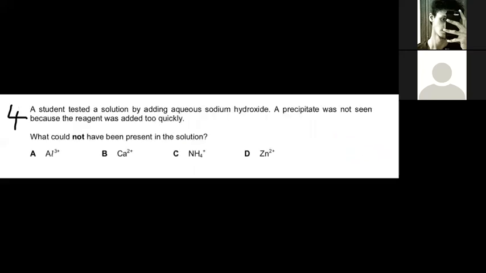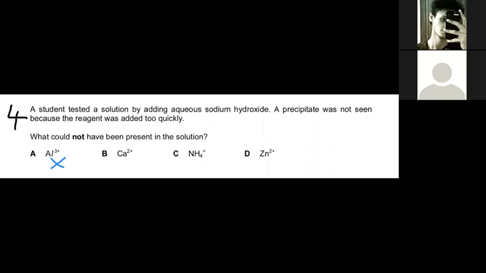Question 4. A student tested a solution by adding aqueous sodium hydroxide. A precipitate was not seen because the reagent was added too quickly. What could not have been present in the solution? So what the question means over here is that in the test for cations, we have learned that for some ions, if the sodium hydroxide is added in excess, that ion's hydroxide dissolves. So over here, we have to select that ion whose hydroxide does not dissolve. Aluminium's hydroxide dissolves to give a colorless solution.